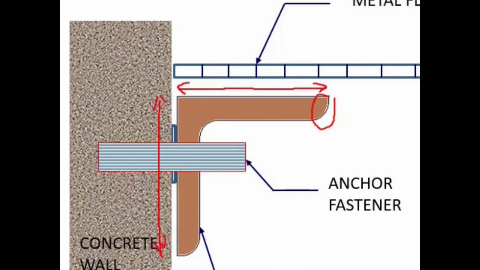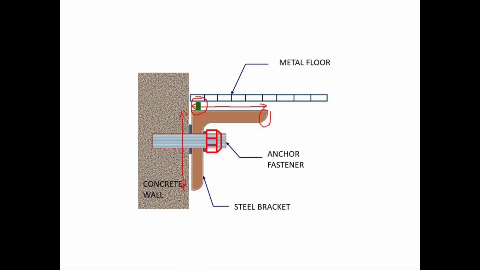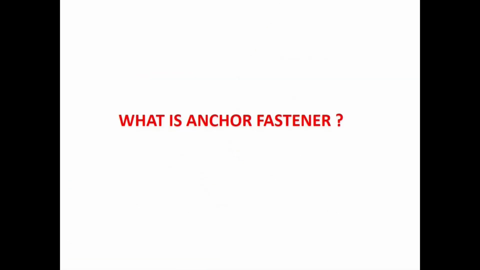The length of this bracket is 150 mm, which cannot be seen in this diagram because it is perpendicular to the paper. Now a small washer will also be provided, followed by a nut which is tightened to fix this bracket to the wall. We know that there may be a gap between the metal floor and the steel bracket, so a steel plate of the required dimension will also be provided, which will be welded over the top of the steel bracket. So this is how we have designed our support system.